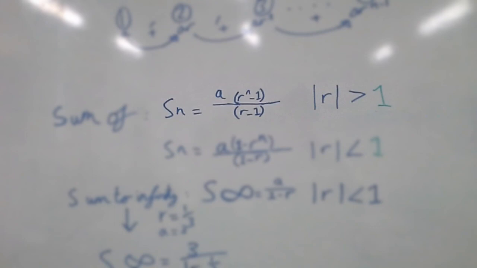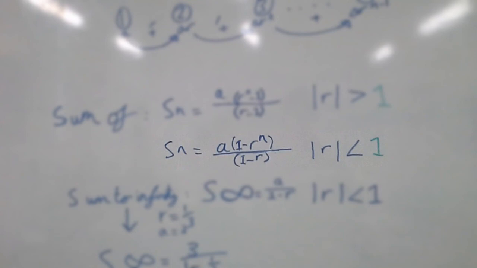If the modulus of r is greater than 1, then Sn is equal to a times r to the power of n minus 1 all over r minus 1. However, if the modulus of r is less than 1, then the 1s and the r to the ns switch round. So Sn is equal to a times 1 minus r to the power of n all over 1 minus r. It's important to remember which formula you need to use for which value of r, and always remember to use the modulus. If r is negative, then just make it positive using the modulus function. If you forget either of these things, you will come up with a wrong answer.